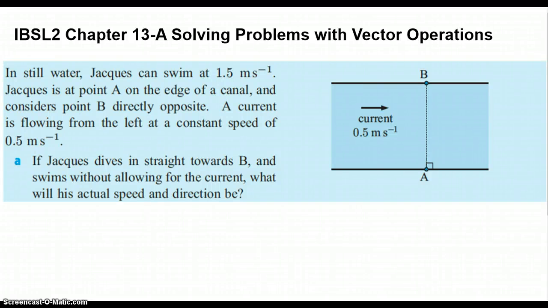This is Chapter 13, Section A on solving problems with vector operations. We've been looking at various vector operations in 2 dimensions and 3 dimensions. What we want to look at today is just how to interpret a problem where there are multiple vectors at play, how to draw a picture, how to find magnitudes and directions, and then also what those mean.